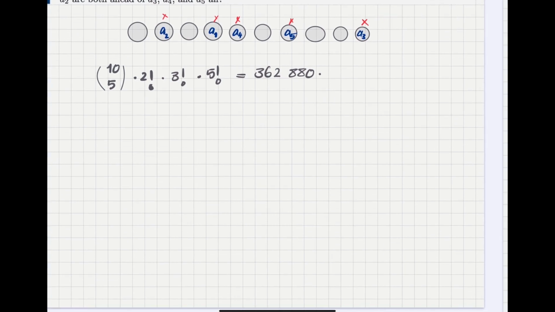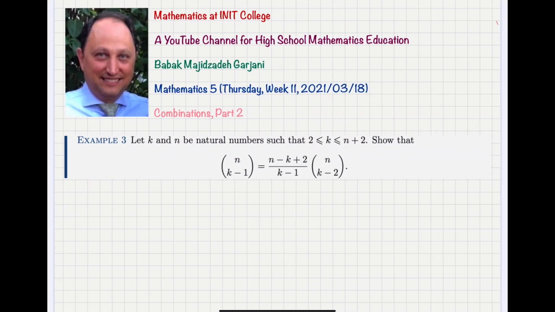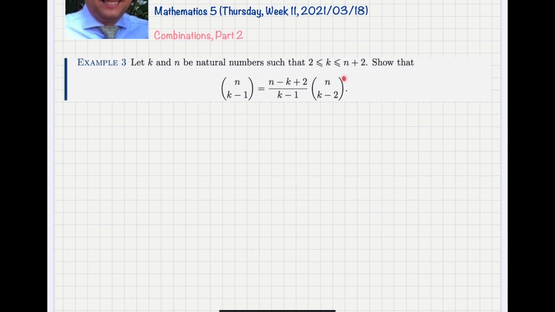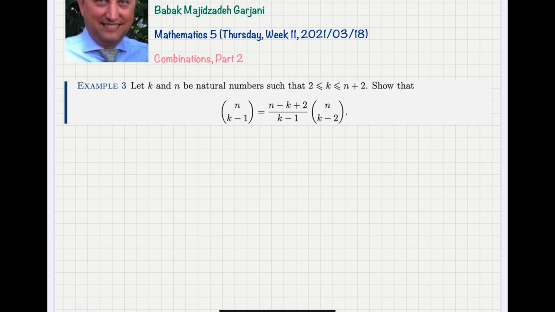Okay, now let us go to the next problem. This is an analytic problem. I want you to know how to work with the formula. So let me just write the formula in front of your eyes. If you remember, we had this formula: nCr is equal to n factorial divided by r factorial times (n minus r) factorial.